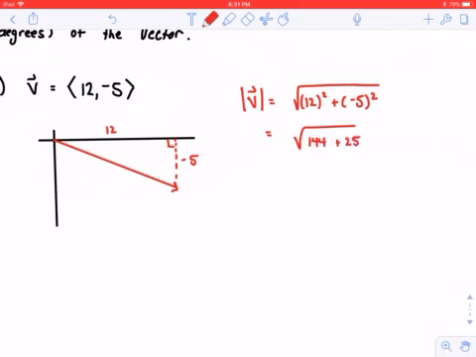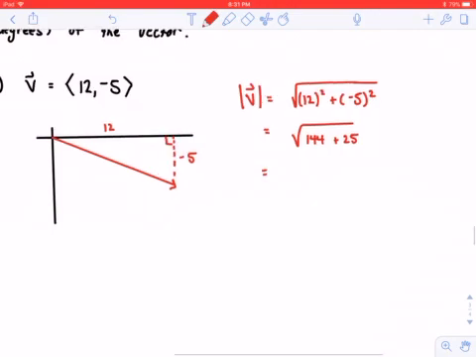Now you may already know the answer to this one if you know your Pythagorean triples. If you don't, that's fine. But this one, if you go 144, that's 169, which is 13. It's a 5, 12, 13 triangle. If you don't know that, that's fine. You can still do this.